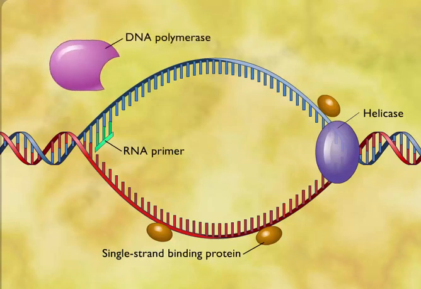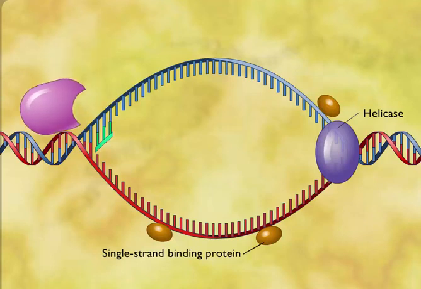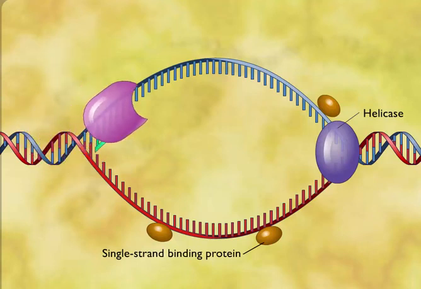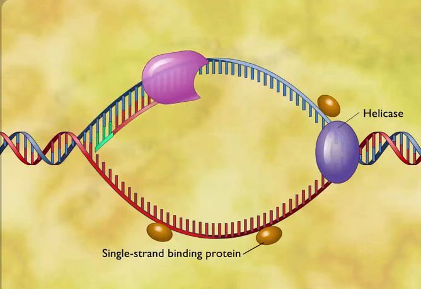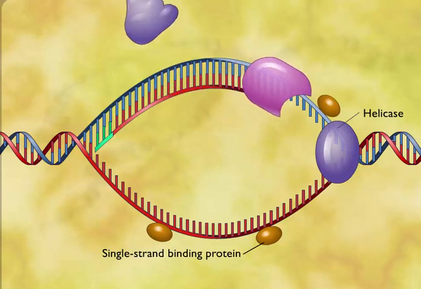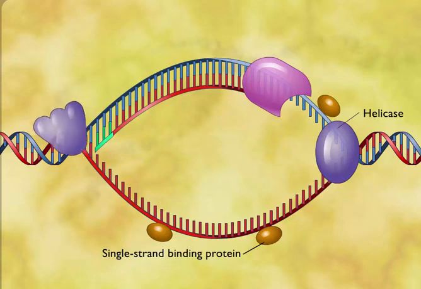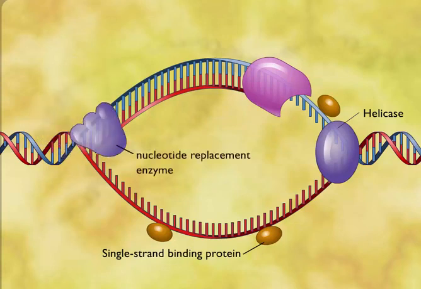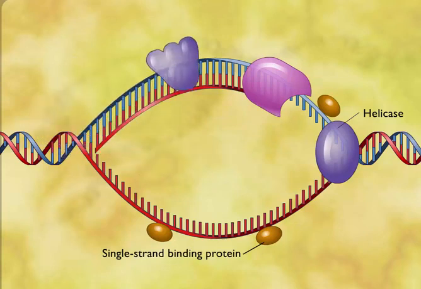DNA polymerase is then able to add DNA nucleotides to the RNA primer and thus begin the process of constructing a new complementary strand of DNA. Later, the RNA primer is enzymatically removed and replaced with an appropriate sequence of DNA nucleotides.